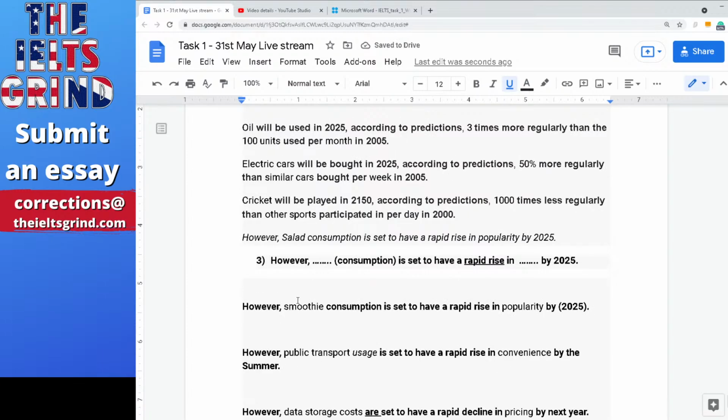Okay, so just to end, we've got one more sentence frame which I think is more useful. So, however, salad consumption is set to have a rapid rise in popularity by 2025. The sentence frame: however, consumption is set to have a rapid rise in by 2025. You'll notice that the things in brackets, we can change these words. Also, rapid rise, we can change that as well. The idea is to get the structure right and learn how to adapt it for different situations.